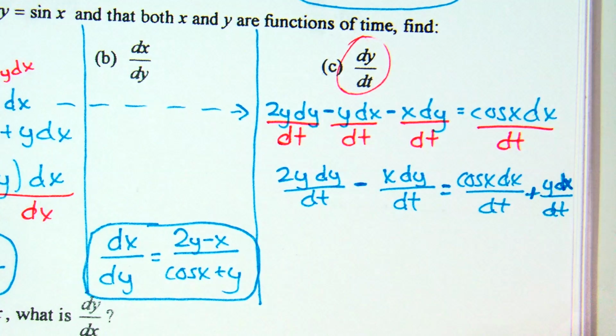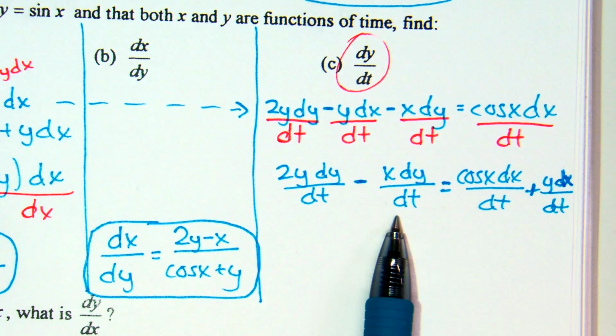Do you see what we can do on the left? We're going to, not just dy, but d dy dt. Good. So we're going to factor out a dy dt. In my parenthesis then is 2y minus x.